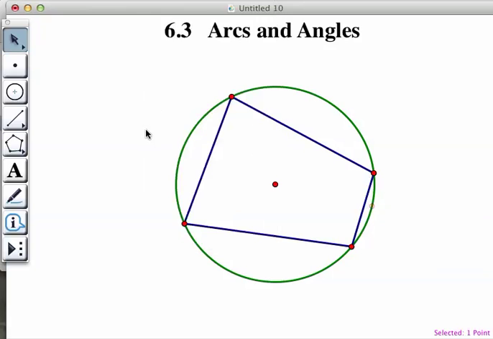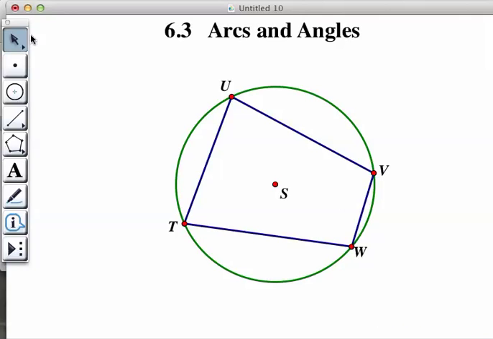Hide that little point there. I've inscribed a quadrilateral into circle S. So I've inscribed quadrilateral TUVW. And all of these angles at the vertices of the quadrilateral are inscribed angles.